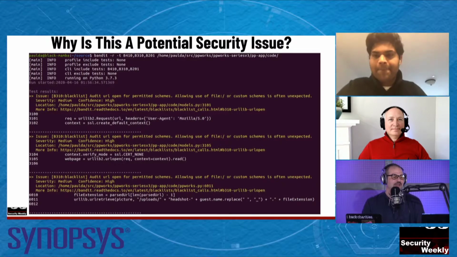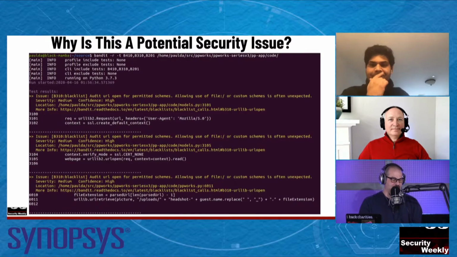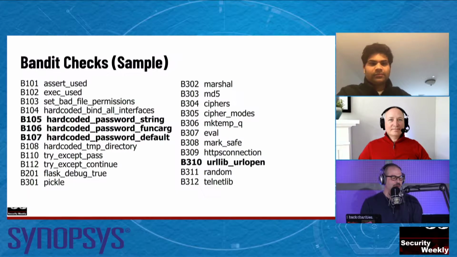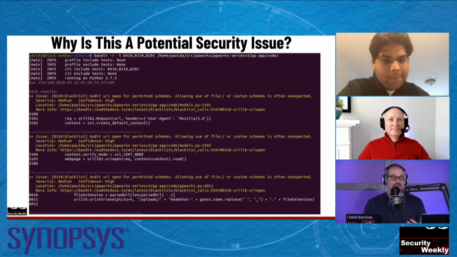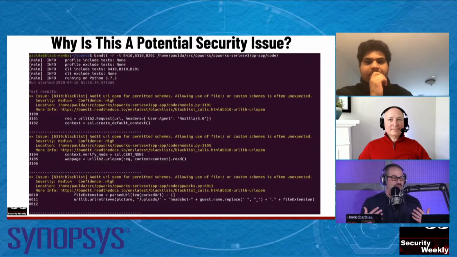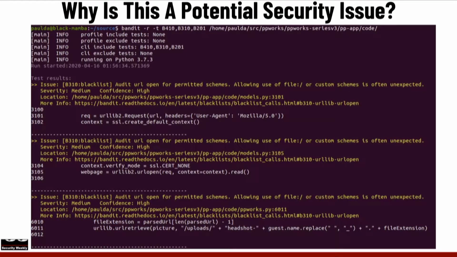So when I ran this with the checks, this is the check for urlopen, so it's check number 310. You can see that in the list. I ran that against our code, and it found some results. It gave me a medium severity with a high confidence that I was using this particular function inside of Python.